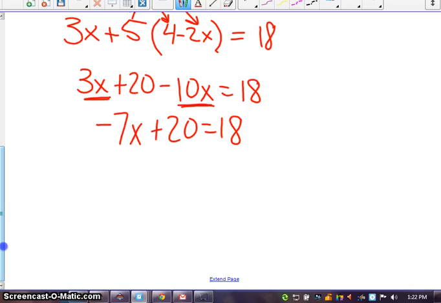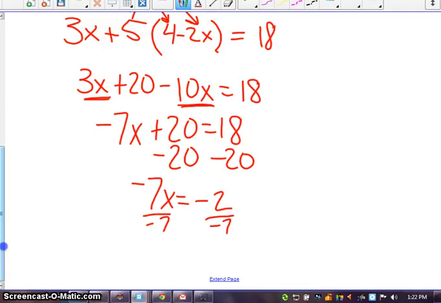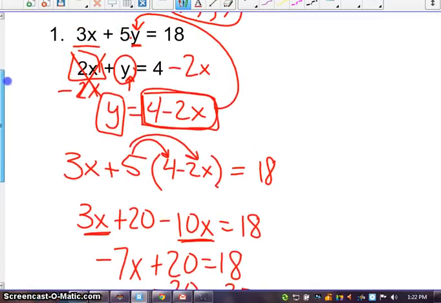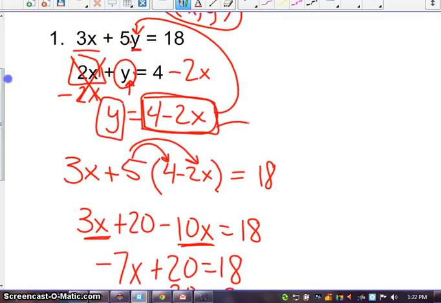And here we're down to a two-step equation. So I subtract 20 from both sides, and I'm left with negative 7x is equal to negative 2. And then I divide by negative 7. So x is equal to 2 sevenths, a positive 2 sevenths. Then I can plug that back in way up here to this equation and figure out what y is. Remember, I need an ordered pair. I need x and y. So right now I have x is 2 sevenths, but I still need my y value.